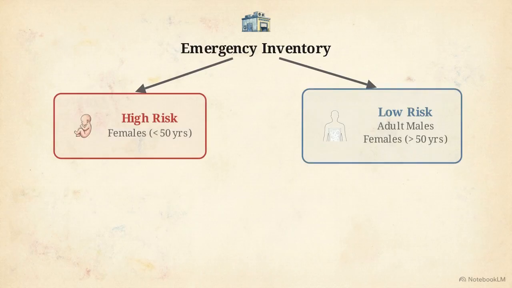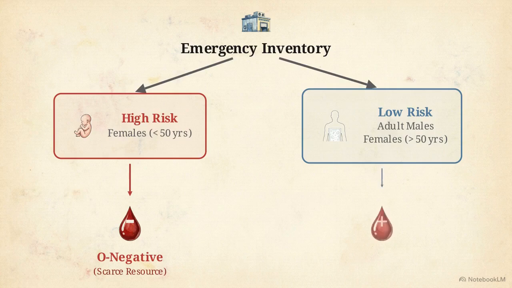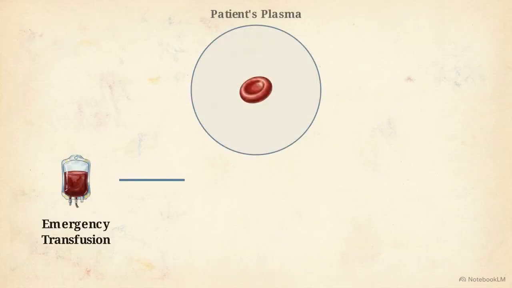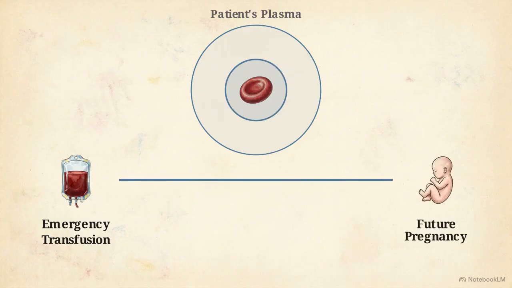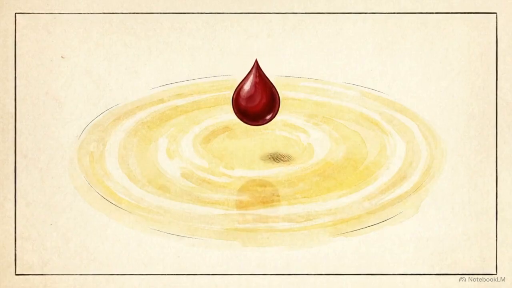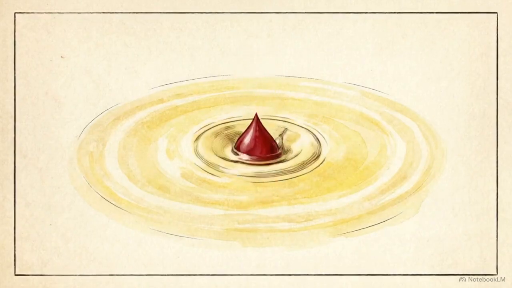To preserve scarce resources, all males and non-childbearing females receive O-positive uncrossmatched blood. But there is a critical exception. Females of childbearing age and pediatric patients strictly receive O-negative blood to entirely eliminate the risk of inducing hemolytic disease of the fetus and newborn later in life. Internalizing the precise, predictive mechanics of cellular biology allows clinicians to save lives under the most extreme pressure.